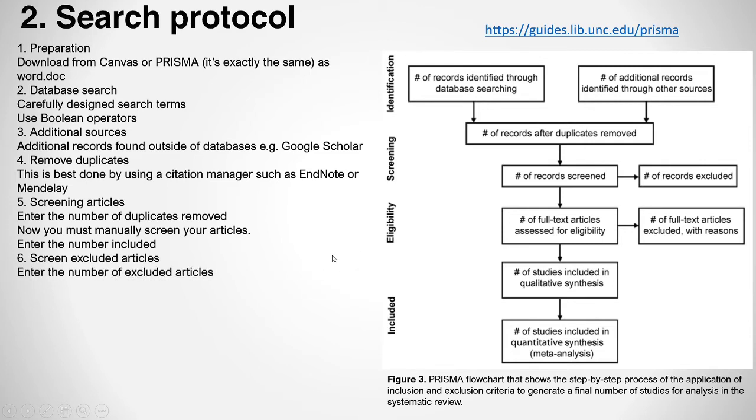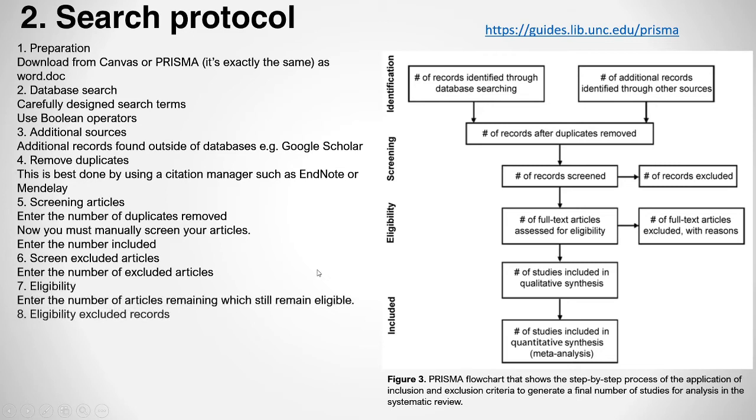And in the eligibility section, you just do another second check. That's normally done by another researcher, but just you doing this, I'm afraid. So have another quick look through just to see if you've made any errors.